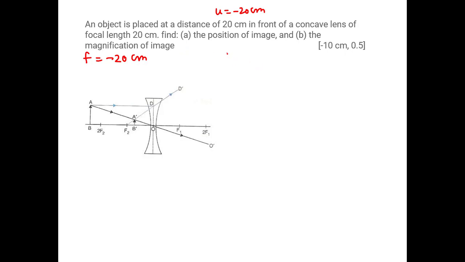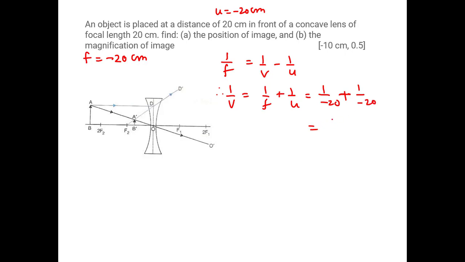So 1 upon f is equal to 1 upon v minus 1 upon u. Therefore, 1 upon v is 1 upon f plus 1 upon u. 1 upon minus 20 plus 1 upon minus 20. So this will give me 2 upon minus 20. That is 1 upon minus 10. And therefore, I can write down v is equal to minus 10 centimeter.